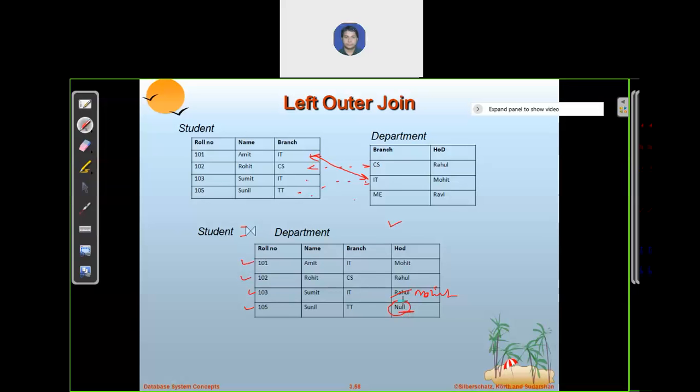Is it clear? I mean, again, I am asking, is it clear? If it is clear, it is good. Otherwise, you can ask. Yes, Komal Parik has written.